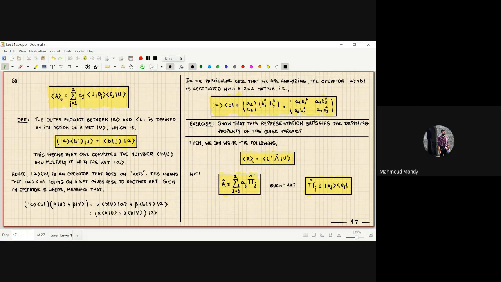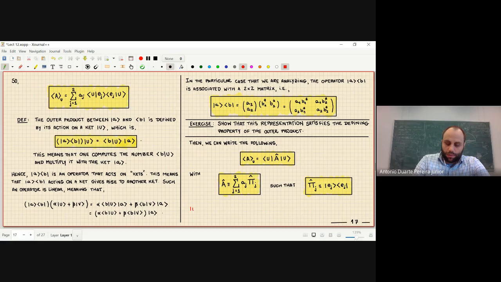My final answer. Let's assume that you have a ket U with entries U1 and U2. So I'm just defining this ket. And now I want to compute this outer product acting on the ket U. Here I'm telling you that this outer product is given by this matrix. So I can simply take this matrix here and multiply by this vector.